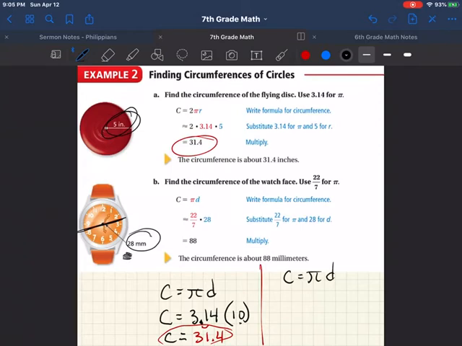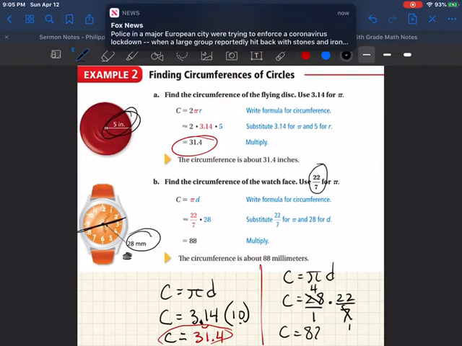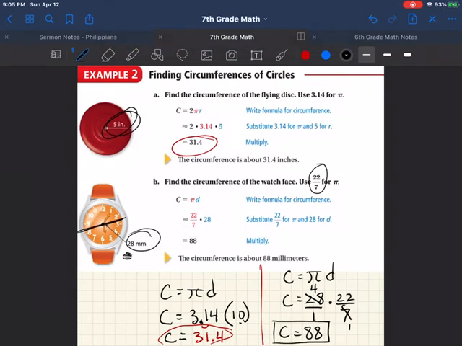So 28 is a multiple of 7. That's why they want us to use this, 22 over 7 in this case. So C equals 28 times 22 over 7. Okay, so now our circumference is going to be equal to, well, let's factor this out. So we can factor out a 7. 7 divided by 7 is 1. 28 divided by 7 is 4. 4 times 22 is 88. And we're done. Okay? So there's our correct answer.